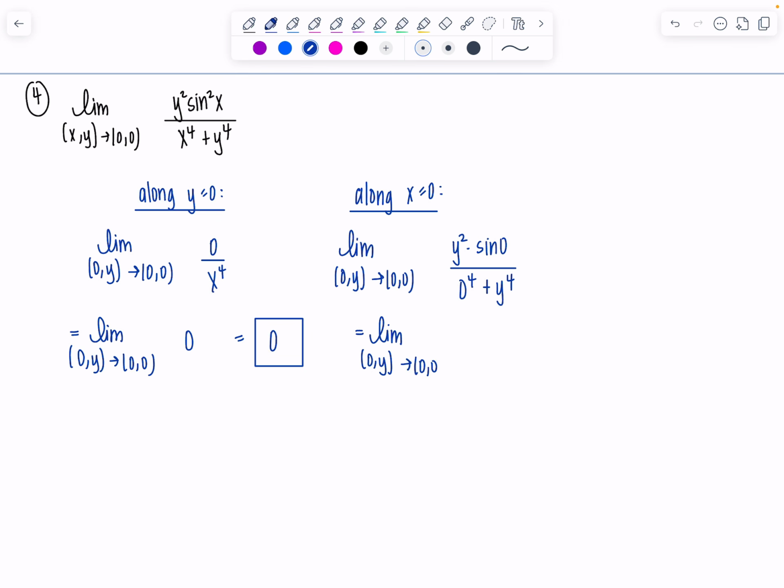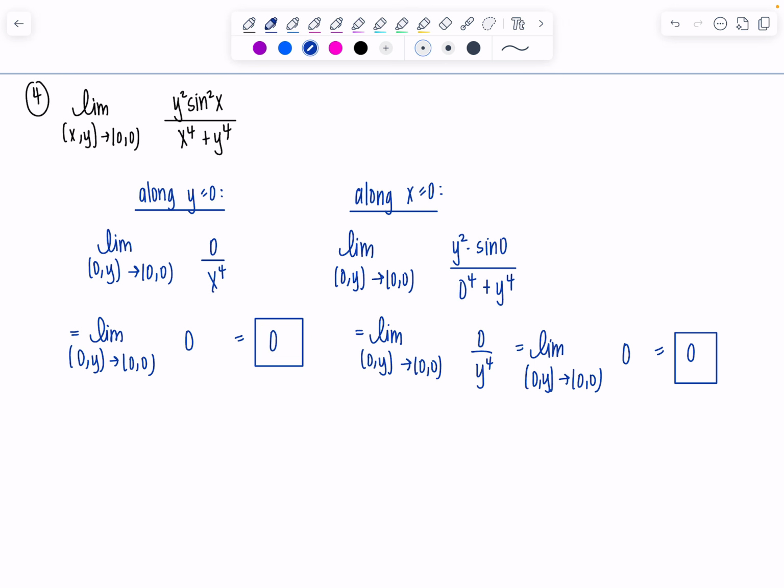As y approaches 0, 0 over y to the fourth, which again, that's the limit. Simplify first, then evaluate the limit. So 0 over y to the fourth is 0, and the limit of a constant is itself. Oh, I got 0 again. Does that mean the limit's 0?